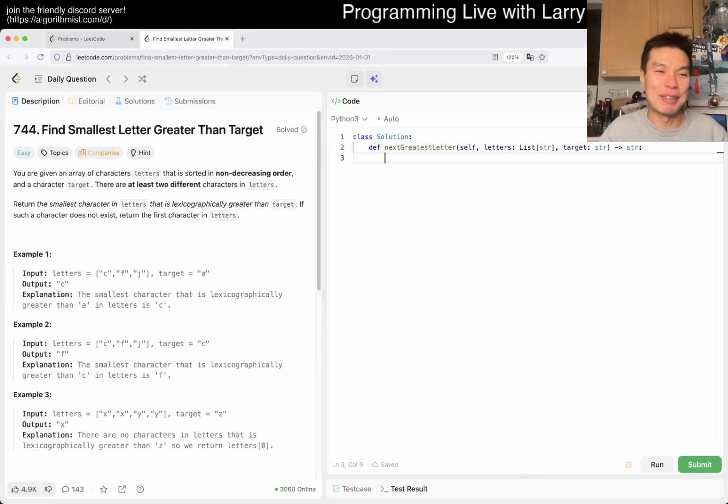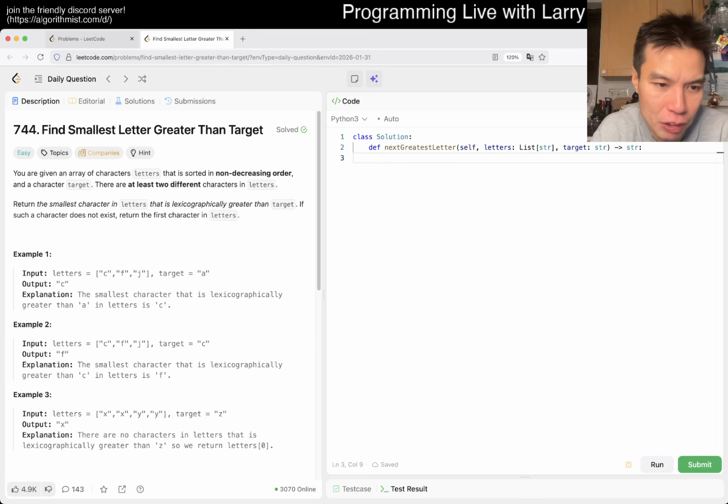So we'll see. Today we have 744, Find Smallest Letter Greater Than Target. You're given an array of characters, letters, that are sorted in non-decreasing order, and a character target. There are at least 2 different characters in letters. Return the smallest character in letters that is lexicographically greater than target. If such a character does not exist, return the first character in letters.